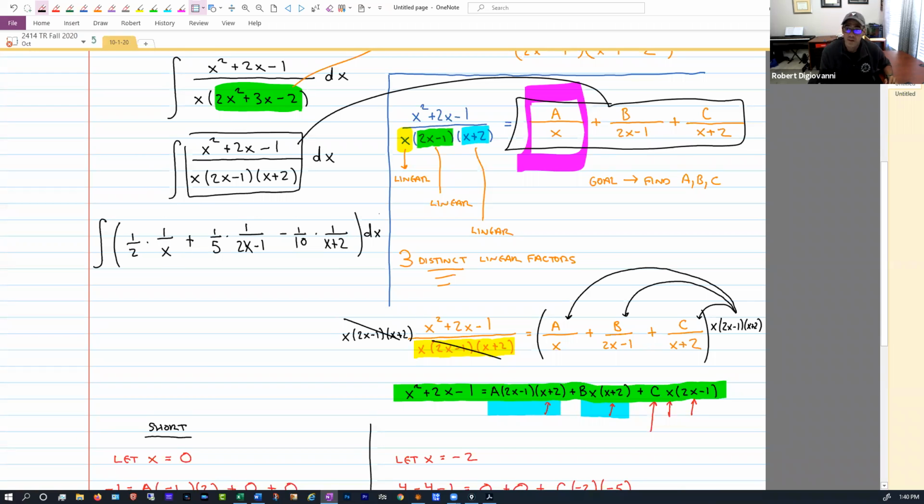And now I have 3 integrals that I can handle. All 3 of these pieces are constants over linears with some constants out front that I can just bring along for the ride. So my answer should be, all right, the 1/2 comes down. The antiderivative of 1 over x is just natural log of the absolute value of x. Plus the 1/5 comes down, comes with me. And then be careful here. We need to take the antiderivative of that part, 1 over 2x minus 1.